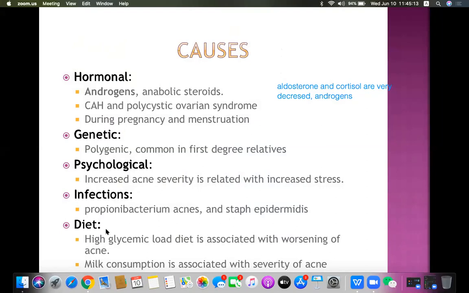Diet also plays a role. High glycemic load diet is associated with worsening of acne. That means more sweet food. That is called high glycemic load diet. And milk consumption is also associated with severity of the acne. So those people who are having more severe type of acne vulgaris should cut down this type of diet. They should not drink a lot of milk, and the sweet food has to be cut. So these are some of the important points.